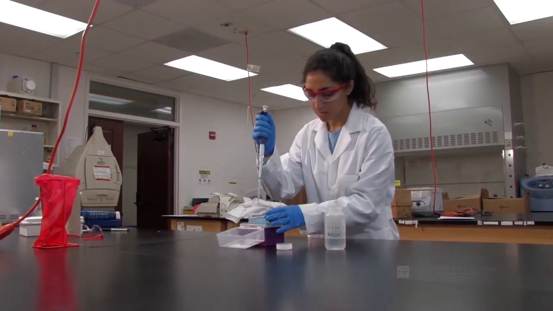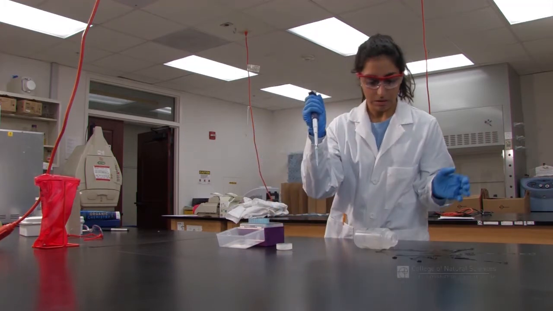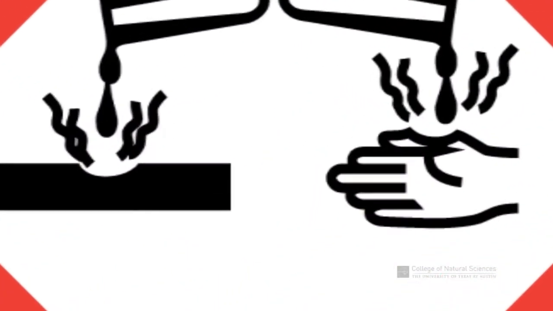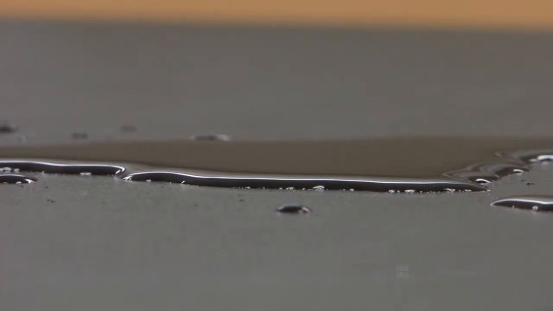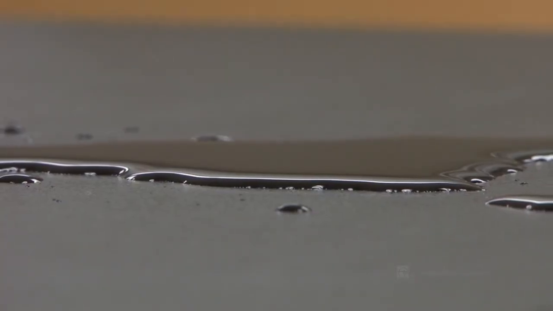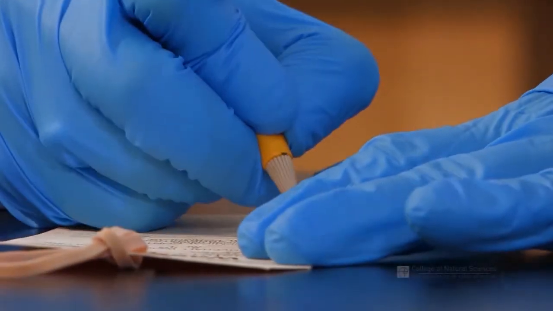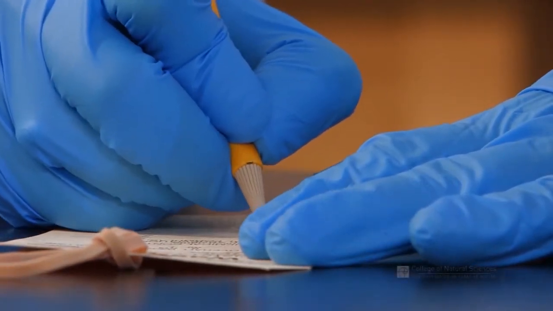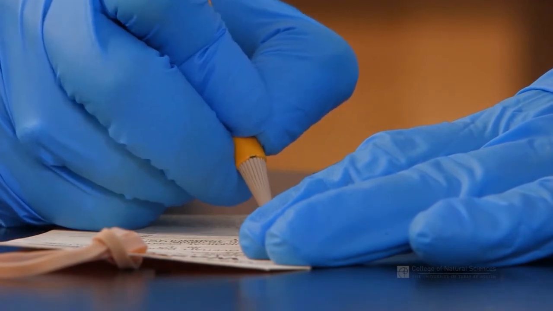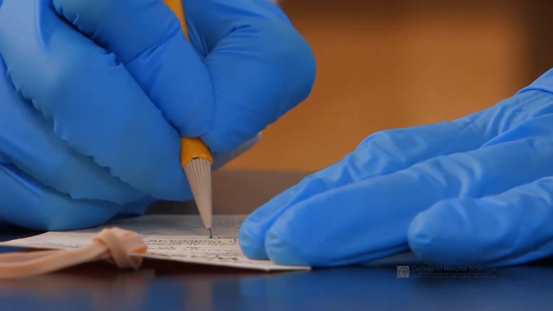Should a spill occur, these are the steps you should take. Remain calm. Assess the situation. Determine if the spill is an immediate threat to life or health. This depends on several factors, including the contents of the spill and the size of the spill. If your lab instructor is nearby, you should inform him or her of the incident immediately.